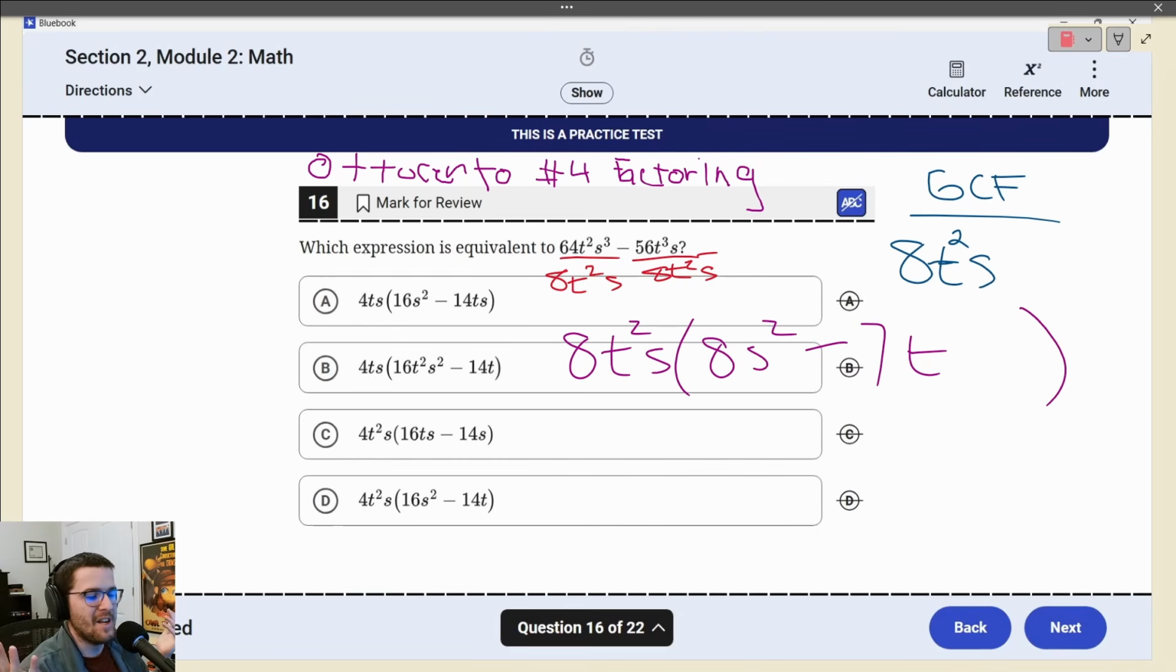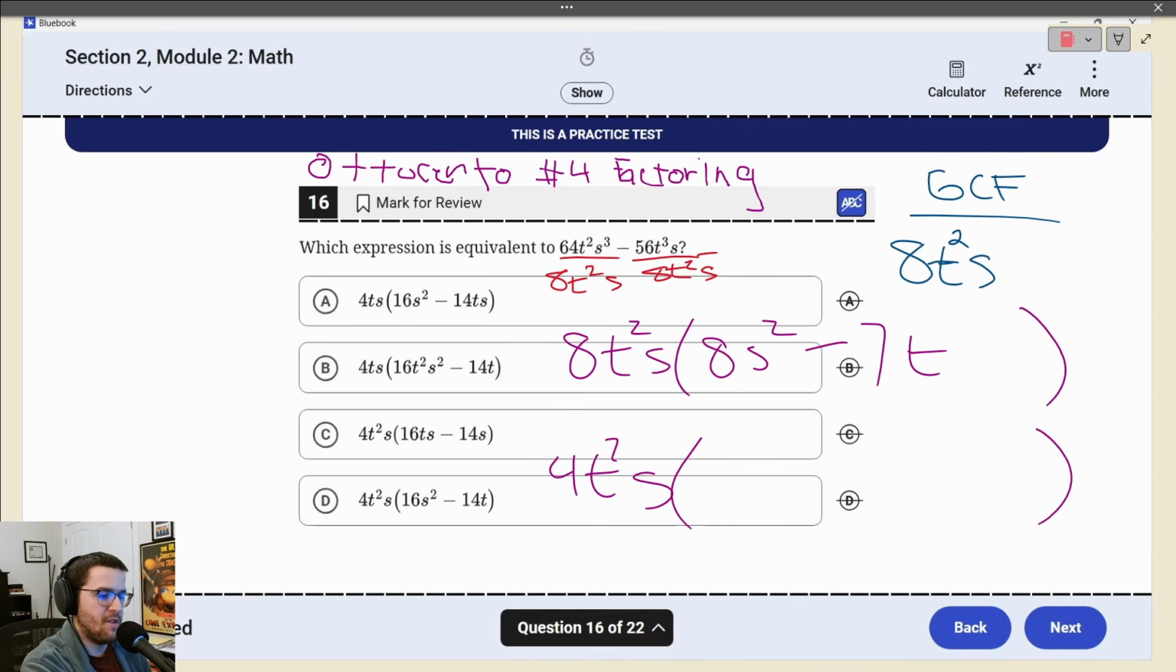Okay, so now this is super silly. They didn't even pull out the greatest common factor, right? Like, there's no 8, even though you can totally pull out an 8. They just pulled out a 4 for some reason. So we could redo it, taking out a 4t squared s. Let's see if that gives us one of the options.